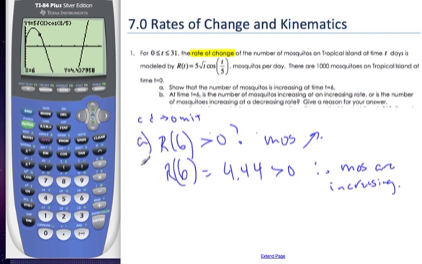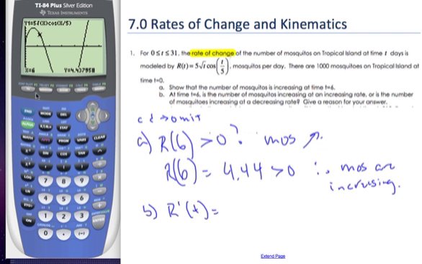That's A part. B part then says, at time t equals 6, is the number of mosquitoes increasing at an increasing rate, or is the number of mosquitoes increasing at a decreasing rate? Well, we know they're increasing, but is the rate of increase increasing or decreasing? Well, that means I need to find the derivative of this to see how the rate of change is changing. So I'm going to find r prime of t.